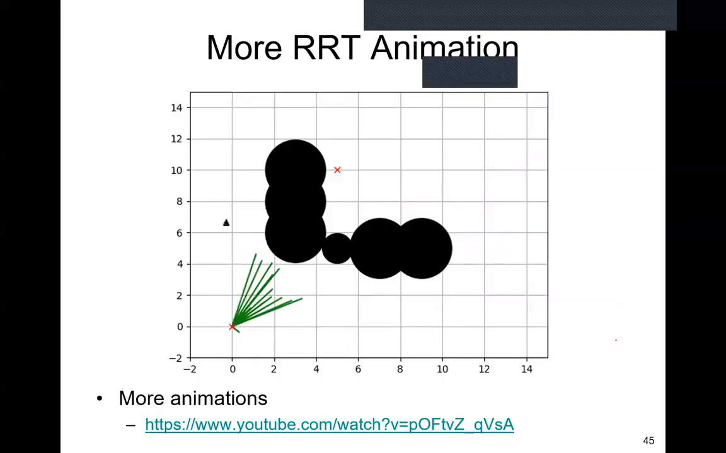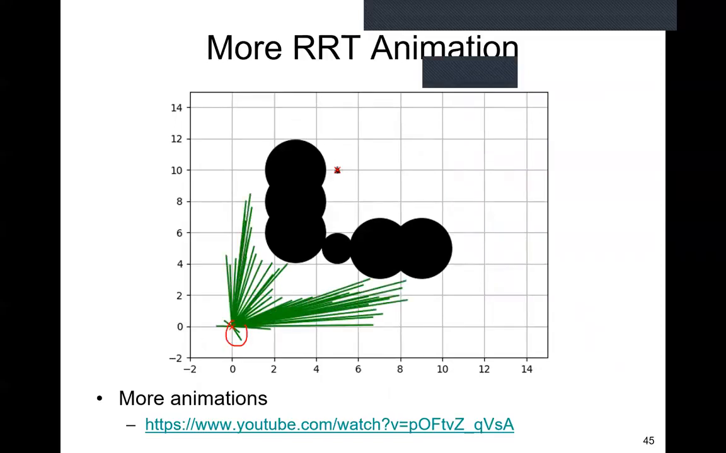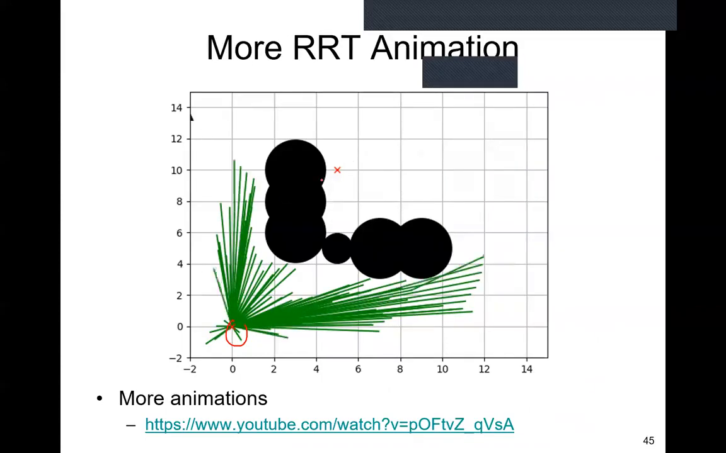So here's the animation of an RRT in action. You start from this point here, and then you generate random points, random locations. If you can connect it, you connect it. Otherwise, if you intersect an obstacle, you discard it.